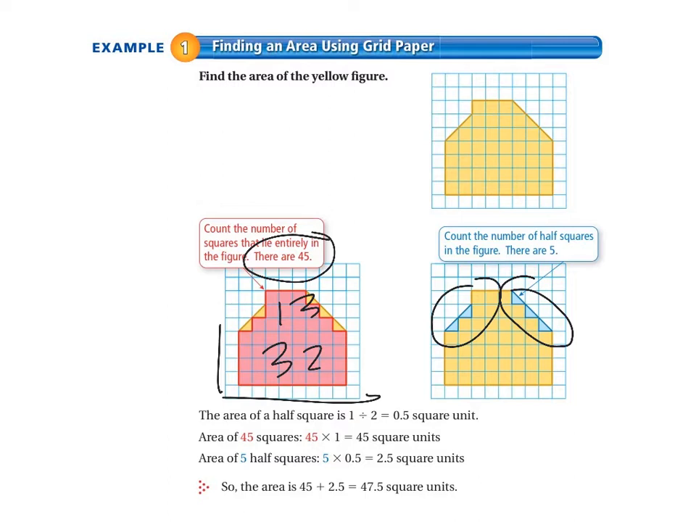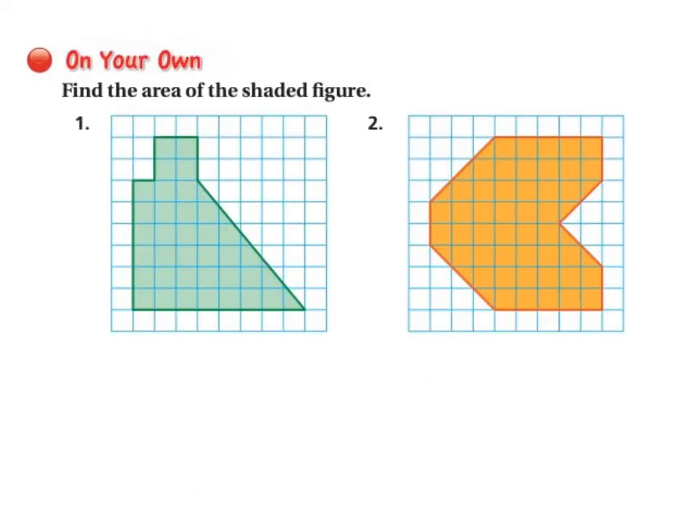So the area of a half square is 1 divided by 2, or 0.5, 1/2 of a square unit. So the area of 45 squares is 45 square units, 45 times 1. The area of 5 half squares is 5 times 1/2, which is 2.5 square units. So we would add that up, and that's 45 plus 2.5, which is 47.5 square units. That's a decimal point that I'm trying to make there. And then we'll do these quick on-your-own problems.